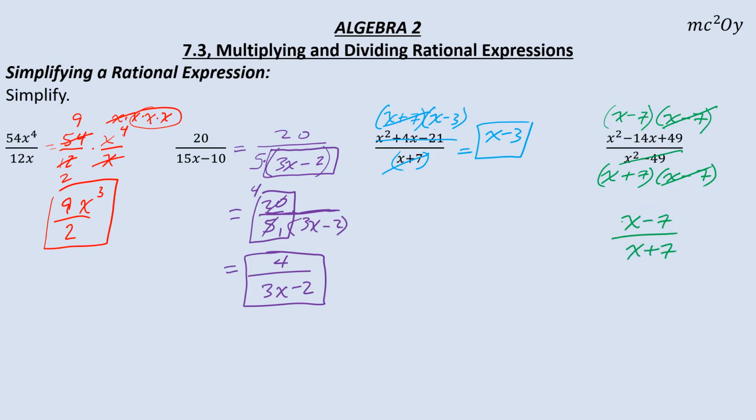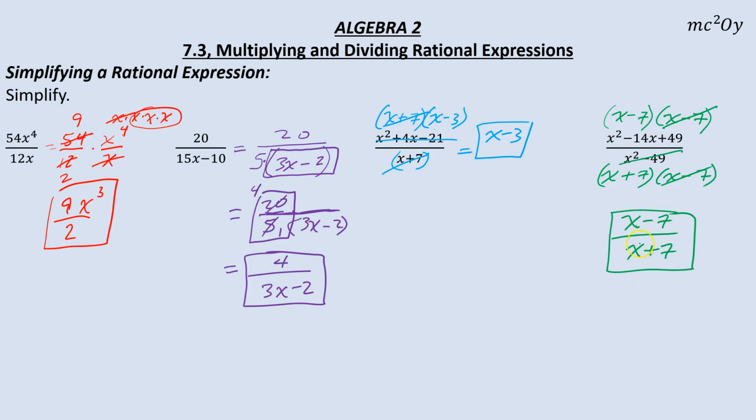Now, note, I have x's on top and bottom. I can't just cancel those. Remember, there's implied parentheses here. In order to cancel anything on top right now and anything on bottom, I have to take both pieces. And since there's an addition here and a subtraction here, you can't do anything with that. You have factored this. There's nothing else you can do. You can't get rid of the x's, can't get rid of the 7s. We are done.